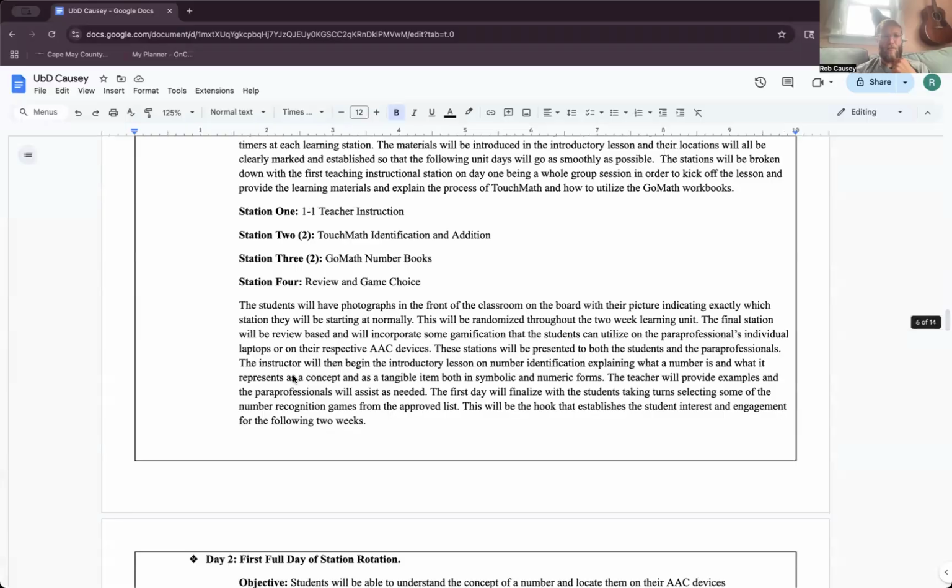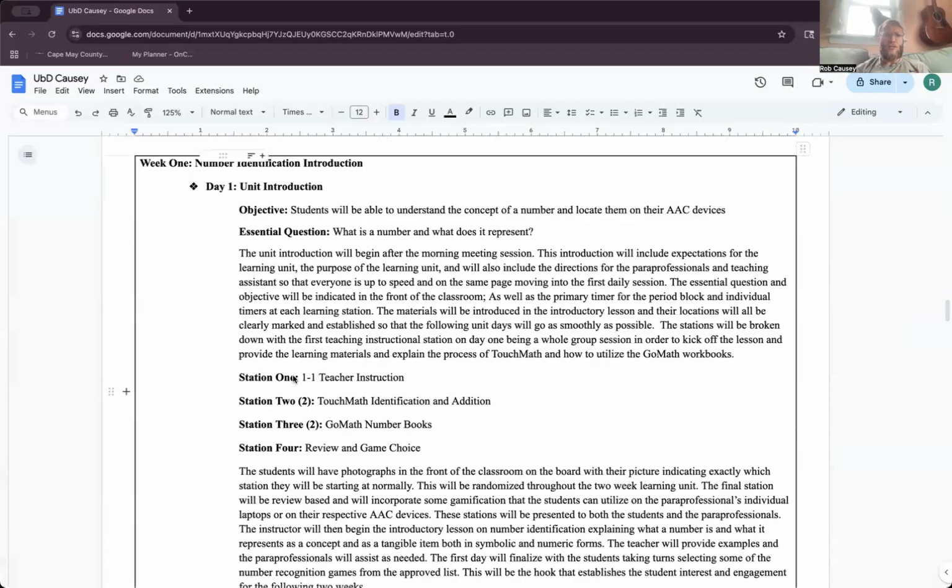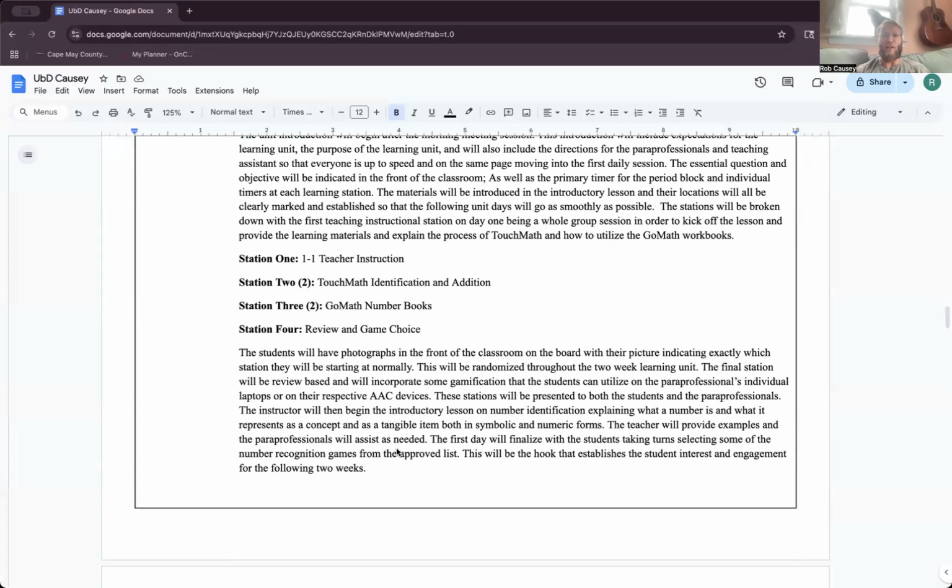So I'm going to skip down and go through some of these days. Starting with the first week, the students are going to be able to utilize their AAC devices. I wanted to incorporate a lot of the UDL, Universal Design for Learning, theories behind this. So, the way that we set these stations up, there's one broken down into teacher instruction. There's a touch math station and a go math number station. Both of these have other different curriculum like manipulatives added in, and this will be revised and adjusted as needed for each student because some of the students are a little bit more higher functioning than the other ones.